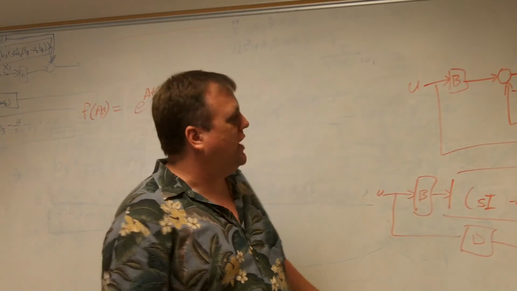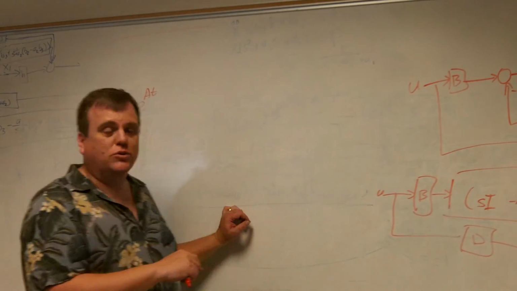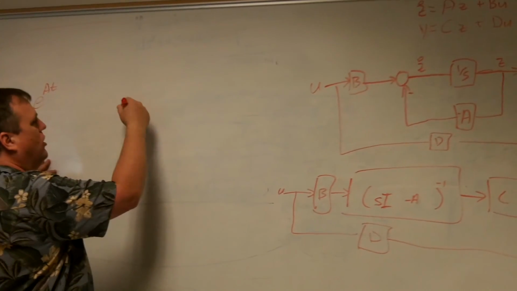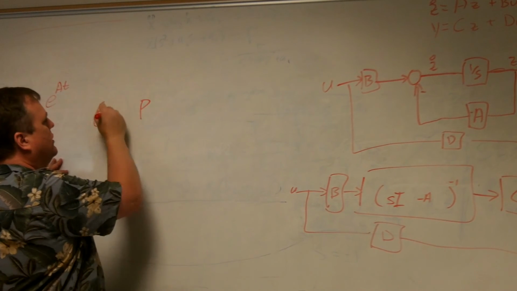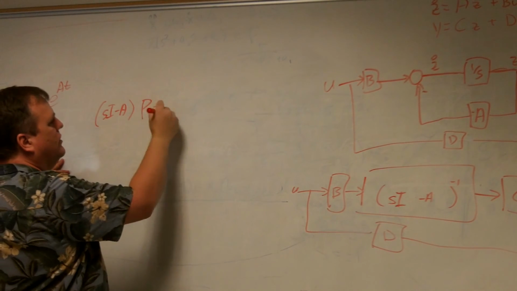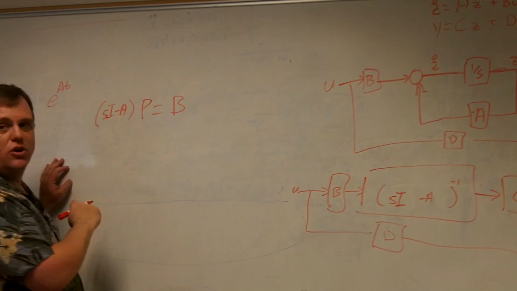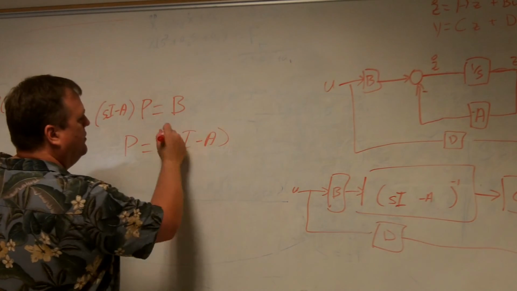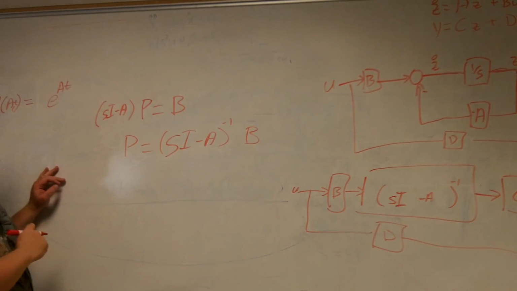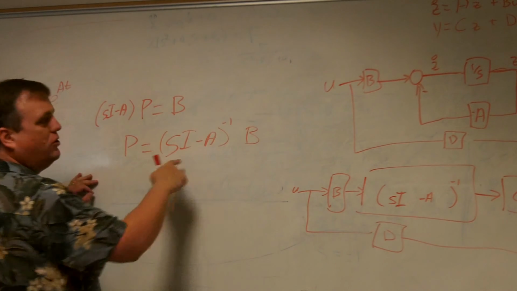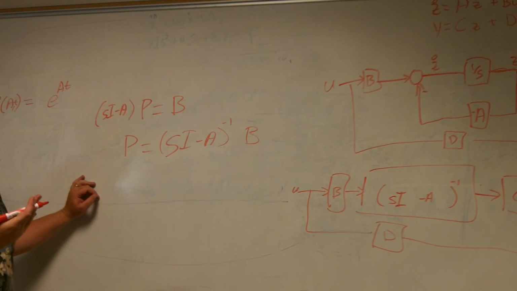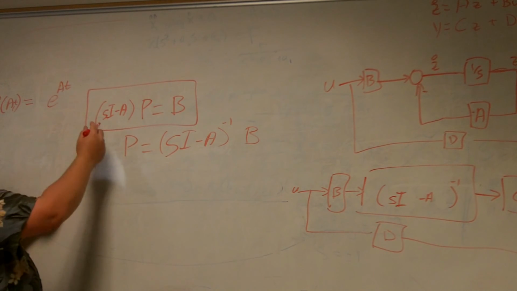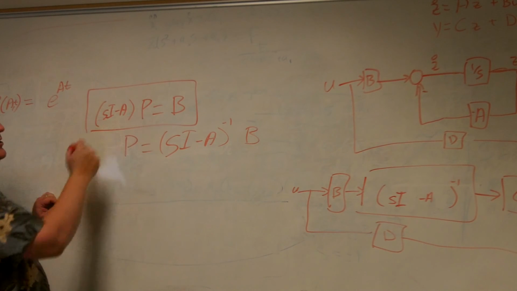Because if you think about it for a sec, when you've got the (sI minus A) inverse, which is what generates this, I've got something, whatever you want to call it, P times (sI minus A) equals some B. That's the same as saying P is equal to (sI minus A) inverse times B. So if I find P, I found this part of the expression. But this is just some matrix, and P is something I want to know.